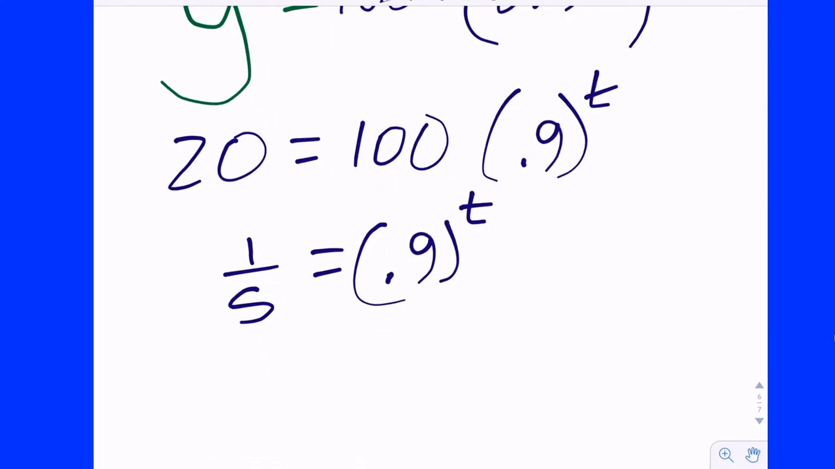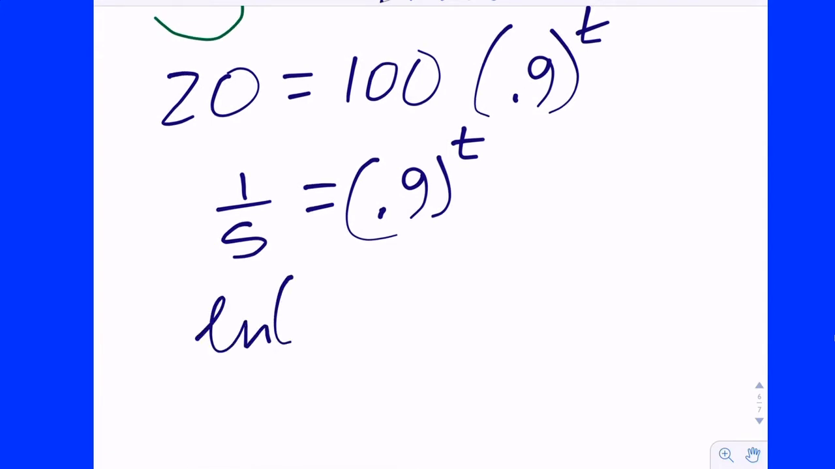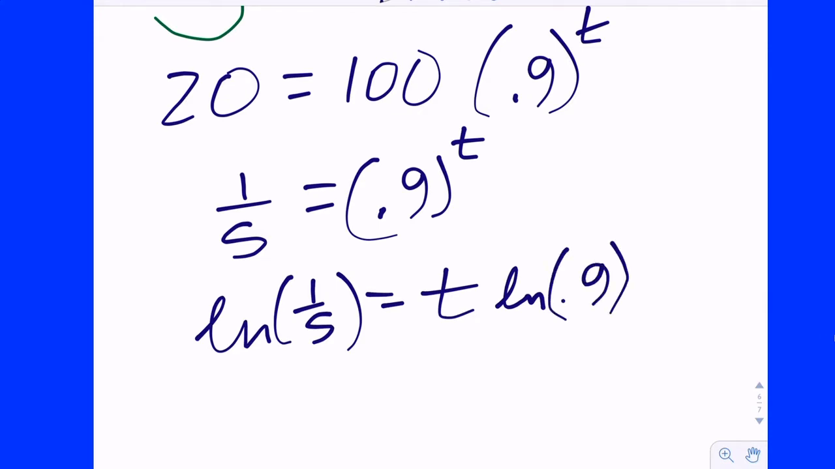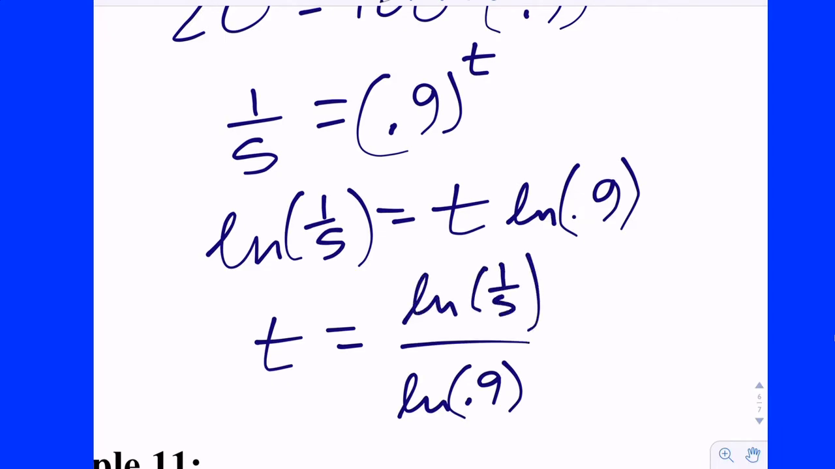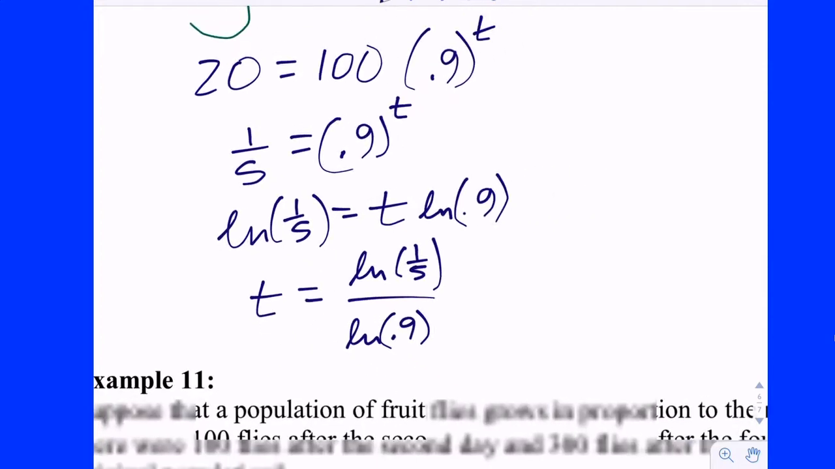And now it's just a matter of solving. You take the natural log of both sides, and you get t natural log of 0.9. Are you okay with me skipping that one step? And then you divide through, and you get t equals the natural log of 1/5 in the top, and the natural log of 0.9 in the bottom. That's a careless mistake I almost made. On a free response, there's nothing wrong with that answer.